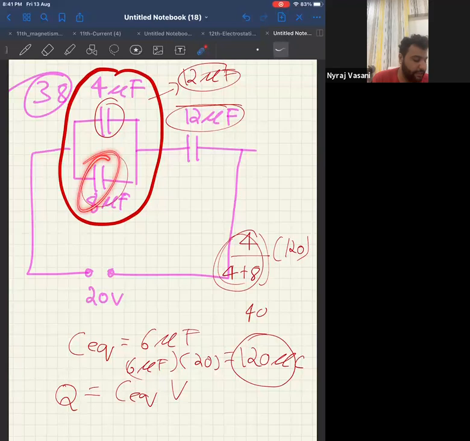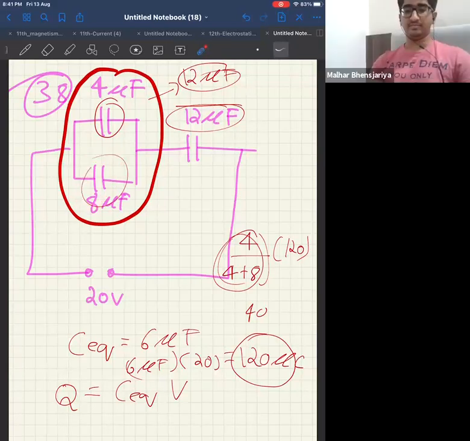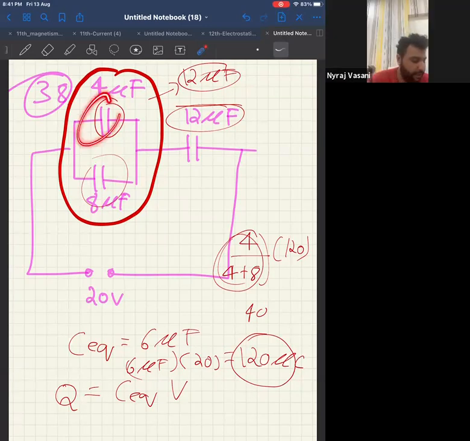Now tell me, how much is the charge on 8 microfarad? 80. It will be 80. This will be 40. So this will be 80 because total has to be 120.